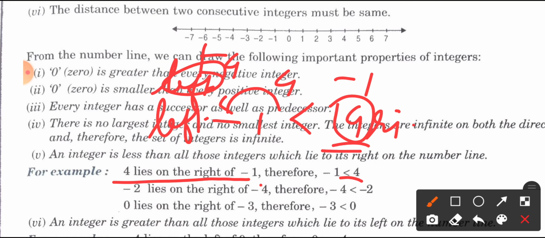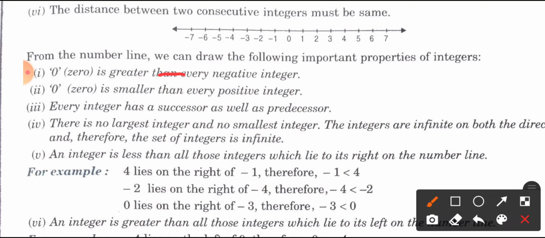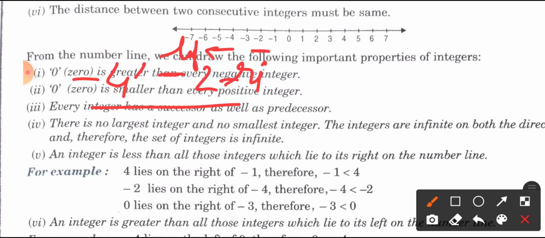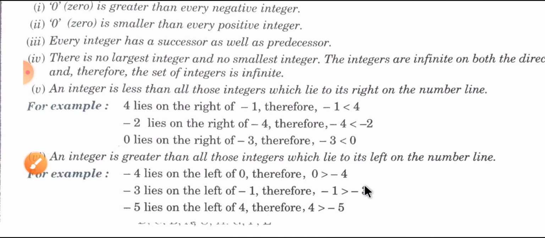Now compare minus 2 and minus 4. From this you can see minus 2 is on the right side and minus 4 is on the left side. So which one is greater here? Minus 2 is greater than minus 4. So you can see that the greater number with a negative sign is always less than a smaller number. So here minus 4 is less than minus 2. Then an integer is greater than all those integers which lie to the left on the number line.